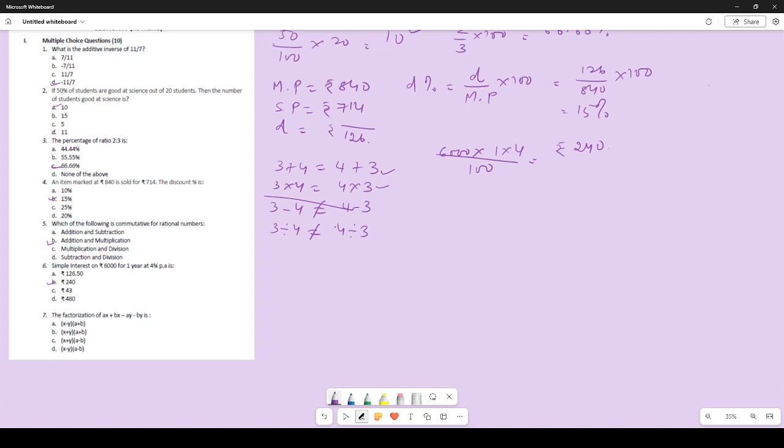Factorization of AX plus BX minus AY minus BY. When you're grouping them together, just remember that whatever goes inside the bracket needs to be the same. So if we are putting in A plus B over here, then we need to put minus Y outside. So the factors that we get are A plus B into X minus Y. So this option A will be your correct option.